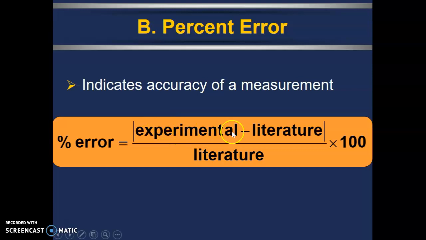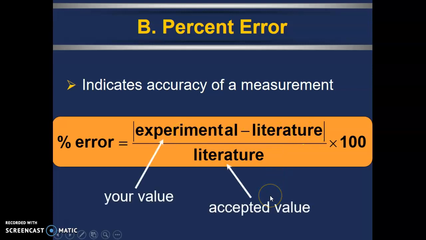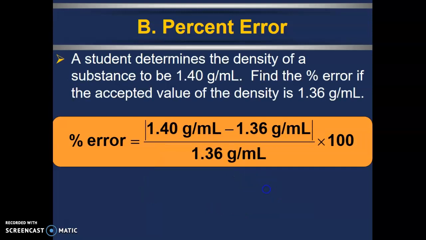All right, so the experimental value is your value. It's what you measured. The literature value is the correct answer. It's the accepted value that has been determined over hundreds and thousands and maybe even millions of different experiments. Okay? All right. So let's practice with this.